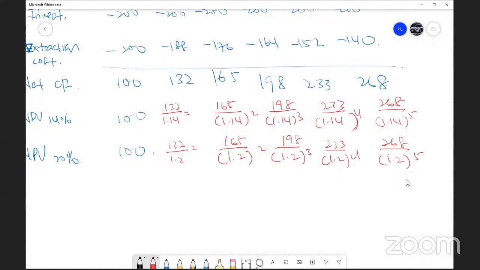I don't know whether there's enough space to write it now. Let me see where I can cram it. All right. So this one you'll get 115.79. Here 110. 126.81. 114.44.